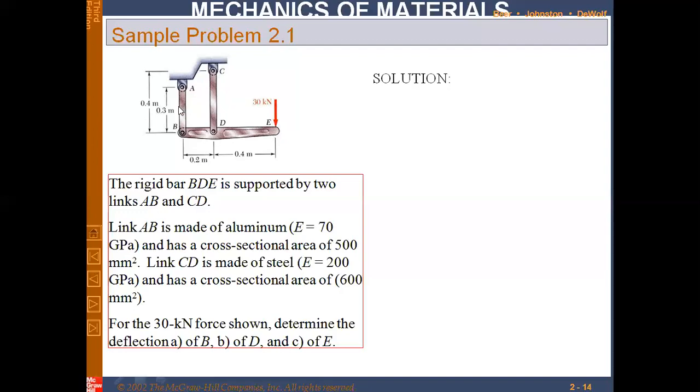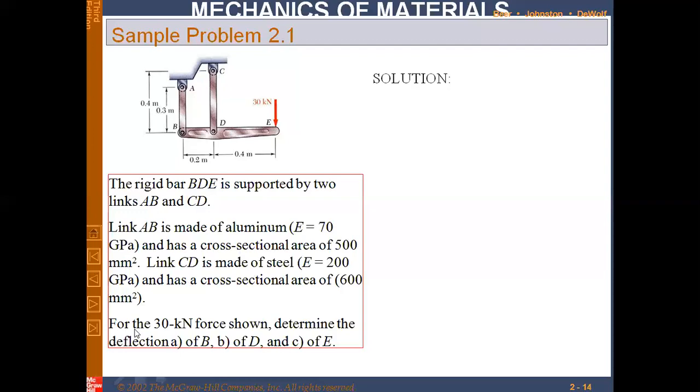However, these two links are not rigid. Deformation or deflection may occur in these. Link AB is made of aluminium. Young's modulus is given as 70 GPa and it has a cross-sectional area of 500 millimeter square. Link CD is made of steel. Young's modulus is given, and similarly the cross-sectional area is given.